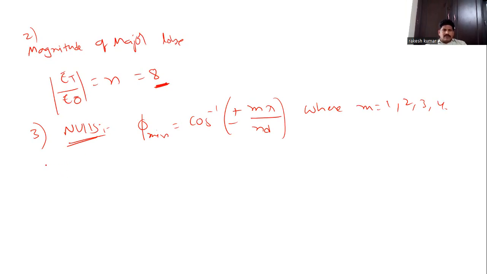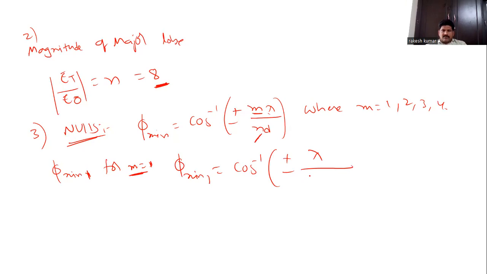Okay. So let us consider phi minimum 1. Phi minimum 1 means that is for m is equal to 1. So phi minimum 1 is equal to cos inverse of plus or minus the value of m equal to 1, lambda by N. What is the value of N? The value of N is 8. What is the value of d? The value of d is lambda by 2, the separation distance. So lambda will get cancelled, and 2 ones, 2 fours. Okay, so it is equal to cos inverse of plus or minus 1 by 4.